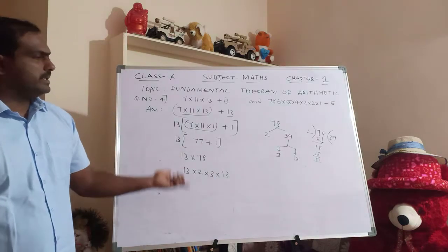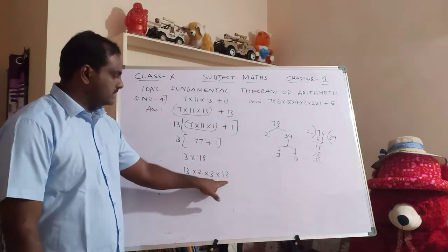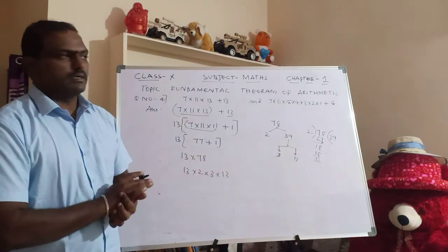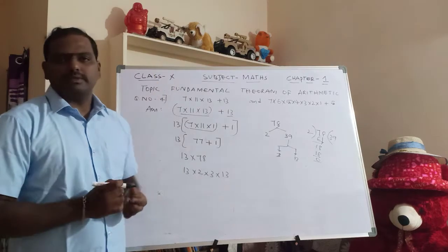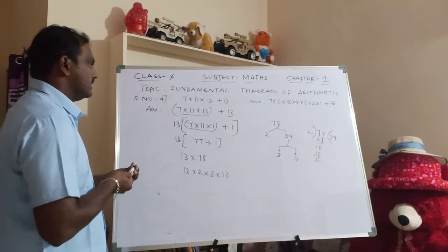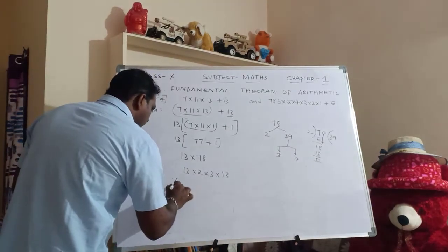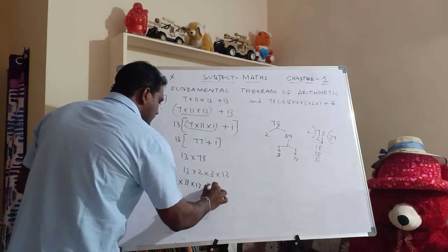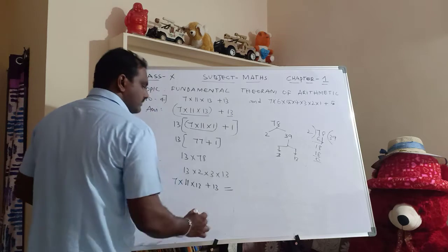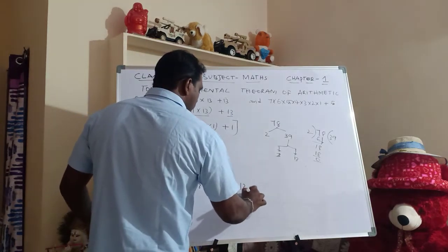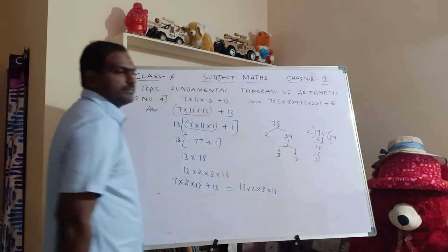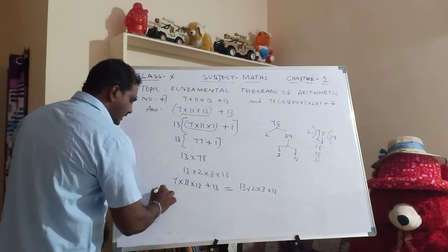So if any number is expressed as a product of prime factors, then that is a composite number. So therefore this is a composite number. That is the conclusion we have to write. So therefore this can be written as 7 into 11 into 13 plus 13 is nothing but 13 into 2 into 3 into 13. So here we should write one statement.